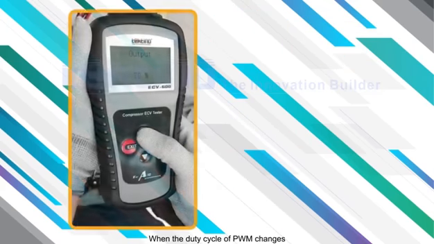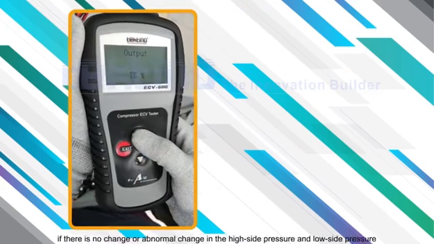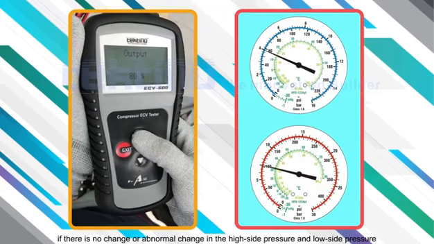When the duty cycle of PWM changes, if there is no change or abnormal change in the high side pressure and low side pressure, and when the duty cycle reaches maximum, there is still abnormal phenomena of high-low side pressure and low-high side pressure, it is determined that the compressor or the compressor ECV valve is faulty and needs to be replaced.